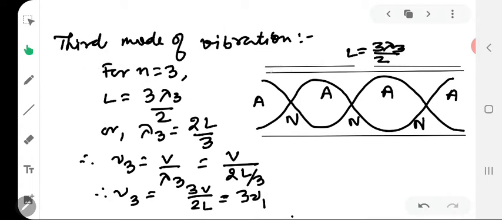Coming to the third mode of vibration, for n equal to 3, similarly L becomes equal to 3λ3/2, or λ3 is equal to 2L/3. If ν3 is the frequency of the wave set up, then that shall be equal to v/λ3, which is further equal to v/(2L/3). On solving, we get ν3 to be equal to 3ν1, thrice the fundamental frequency. So this is the second overtone or the third harmonic. And this is how the wave shall be formed, in which we have 4 antinodes and 3 nodes.